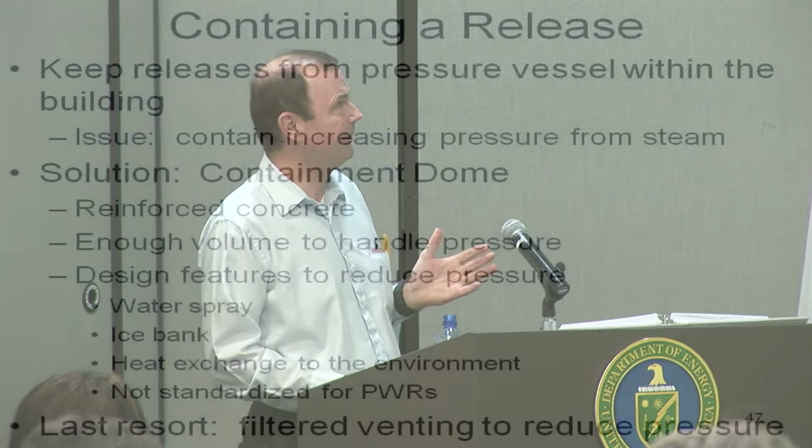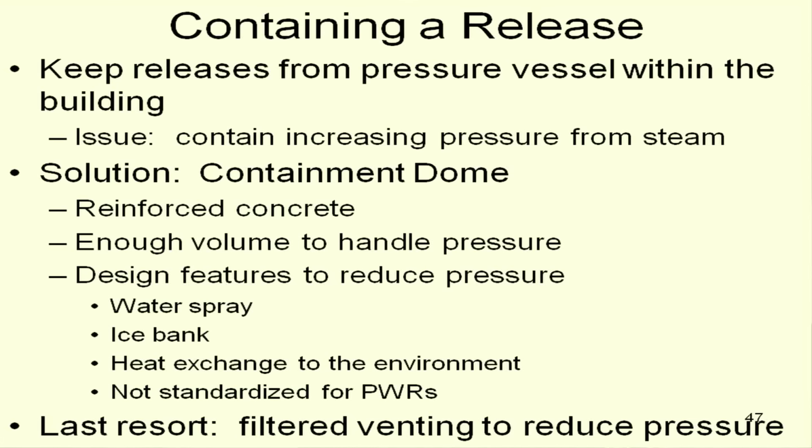Containing the release. You want to keep releases from the pressure vessel within the building. Now, what you've got here is your pressure vessel, 10 inches thick, made to contain 2,200 PSI, and presumably we've got a problem that it's leaking water someplace, somehow. And for pressurized water reactors, there is the containment building, or containment dome. They're not all domes. Reinforced concrete, enough volume to handle pressure, and design features to reduce pressure. I've listed a few here, and they're not standardized. But what you want to do, if you're venting outside of the pressure vessel in the primary loop, is keep it in this big concrete building so it doesn't get out into the environment.